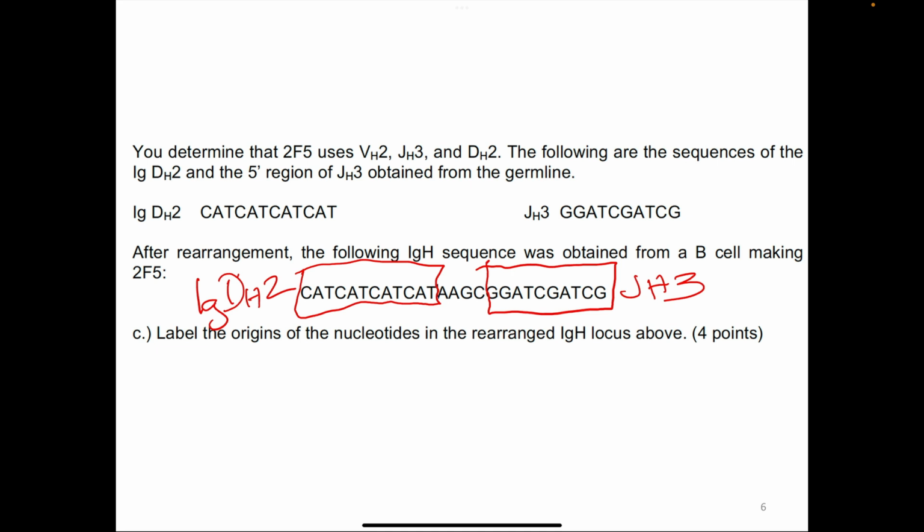So A can go with T. So yeah, that could be a P nucleotide, right? All right, P nucleotide. Done. Now we got 3 left.